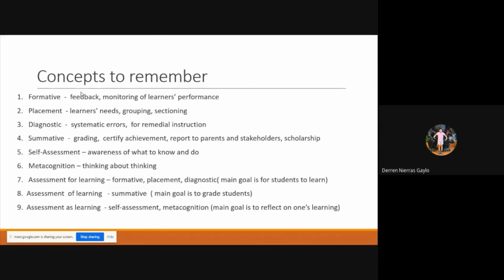It's going beyond thinking. And assessment for learning should have formative, placement, and diagnostic. And the main goal is for students to learn. Assessment of learning, it is summative in nature, and the main goal is to grade the students. Assessment as learning, you can have self-assessment and metacognition. The main goal is to reflect on one's learning.